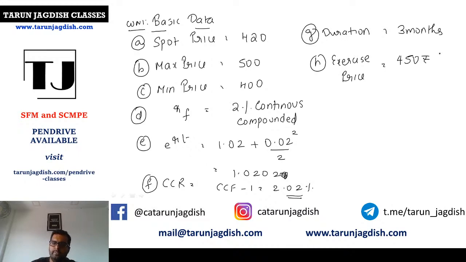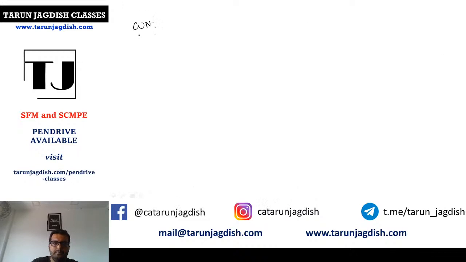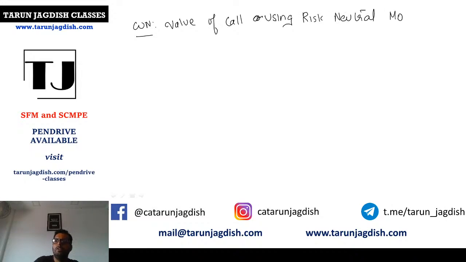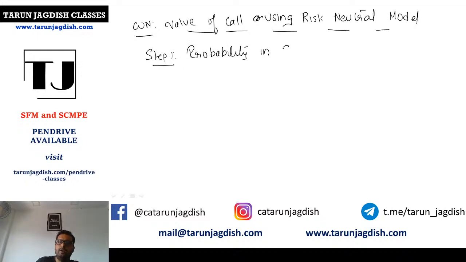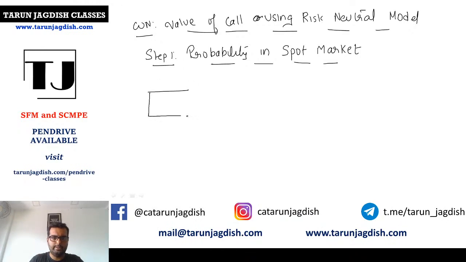Alright friends, now I will first solve it using the risk neutral model. Value of call using risk neutral model. Friends, under this model, as I told you, we are going to go by 2 steps. Step number 1 will be probability, which we will find in which market? In the spot market. Alright, so the probability in the spot market would go like this. I will draw a decision tree.